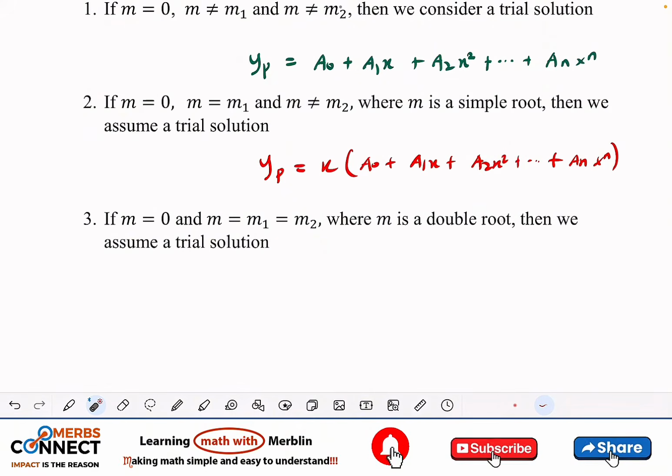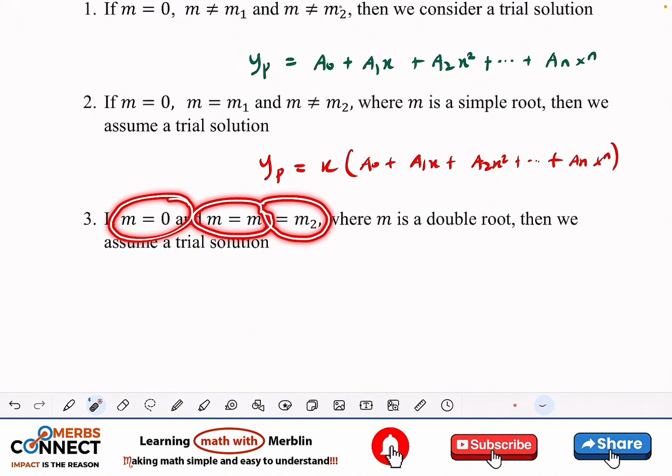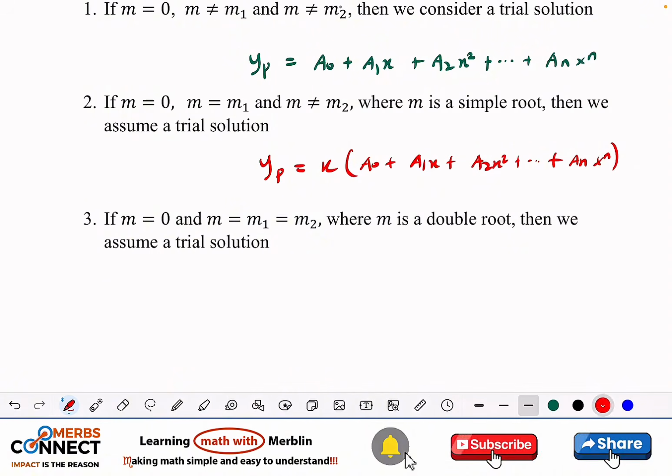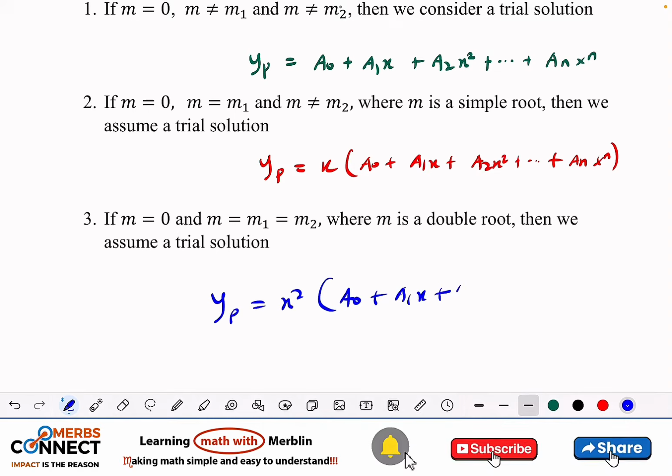And then guess what will happen when m1 is the same as m2 and it's equal to m? I mean, all of them are 0. Then basically we are going to have yp to be equal to x squared times a naught plus a1x plus a2x squared up to an xn. So they are very simple to keep.